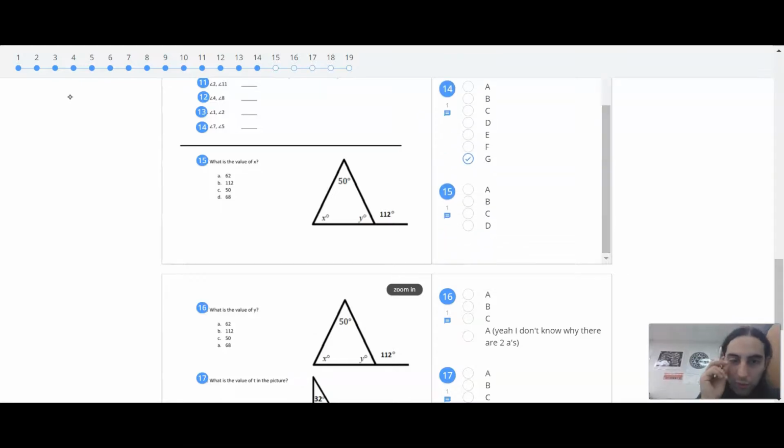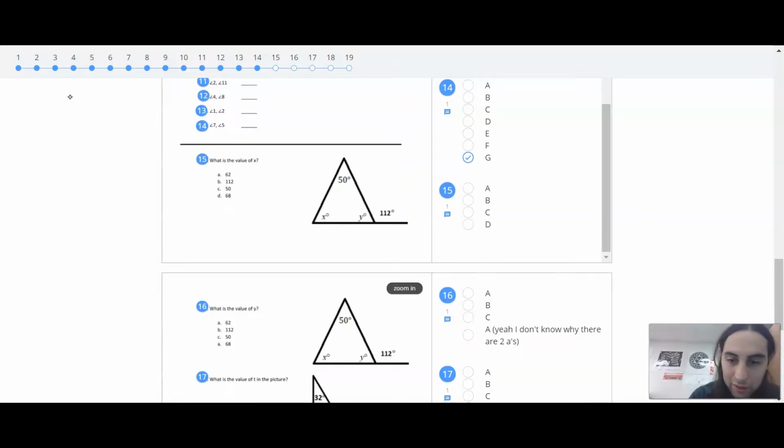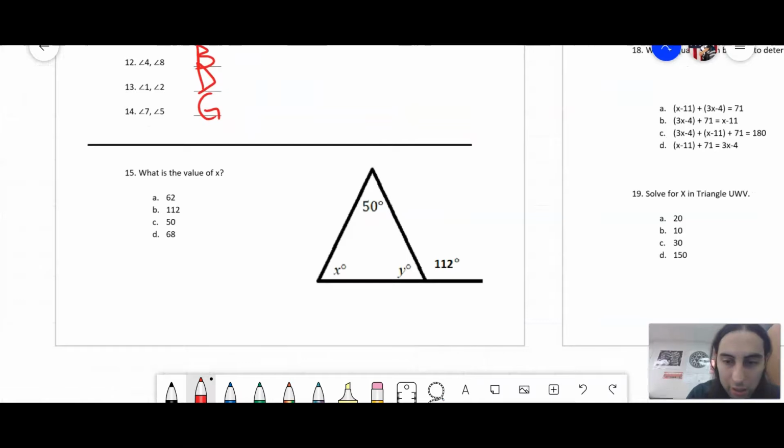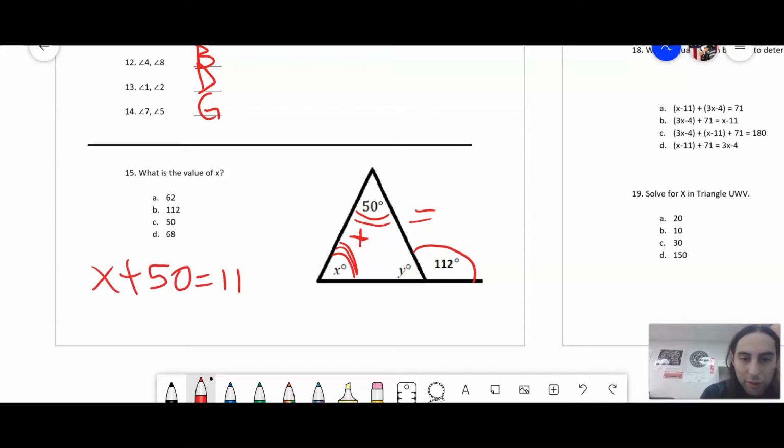All right, number 15, what's the value of x? We learned that the exterior angle theorem says the outside angle equals these two added together, right? So the way I would write it is x plus 50 equals 112.